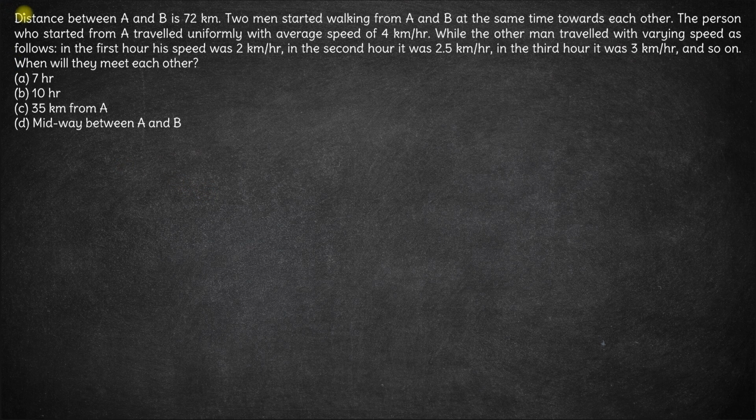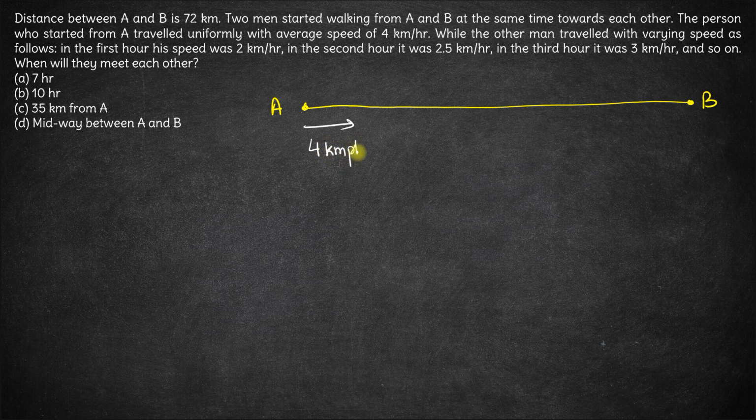Hi, here we have distance between A and B is 72 kilometers. Two men started walking from A and B at the same time towards each other. So you have 2 points A and B. Now two men started walking from A and B. The one who started from A traveled uniformly at a speed of 4 kilometers per hour. So this guy is walking at a uniform speed of 4 kmph.